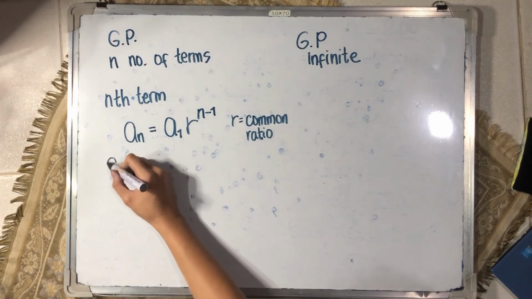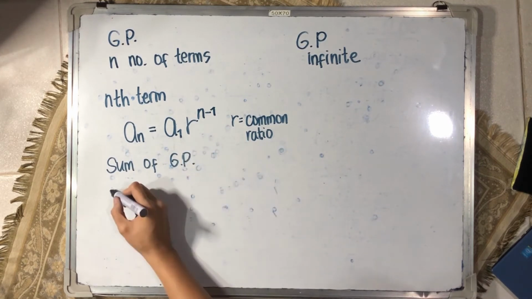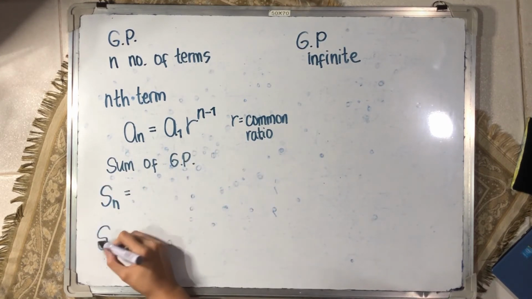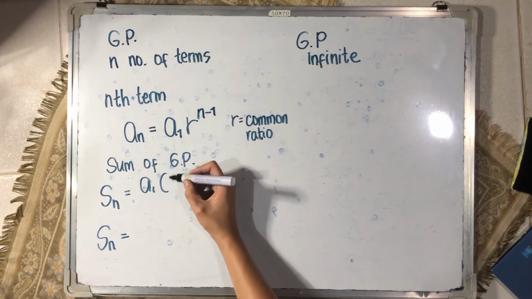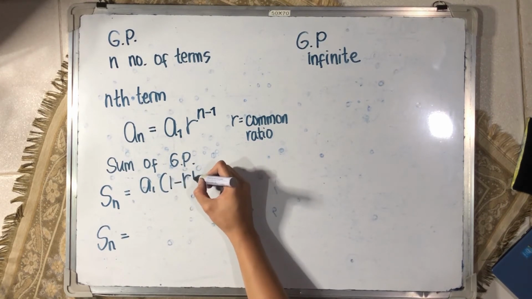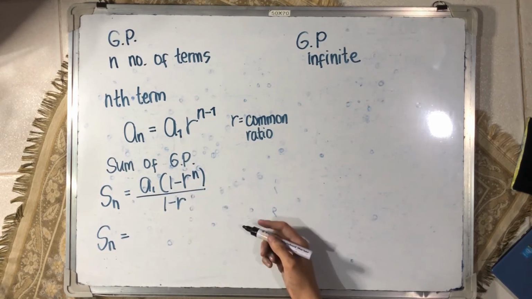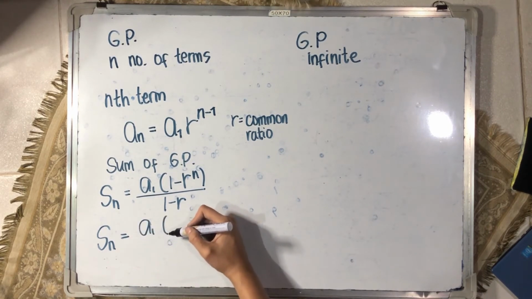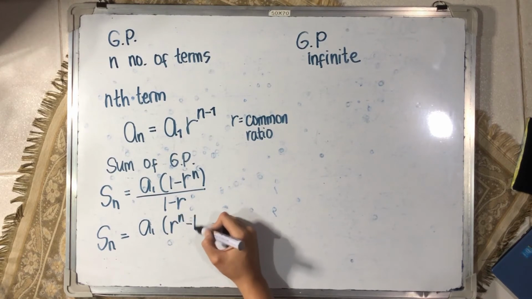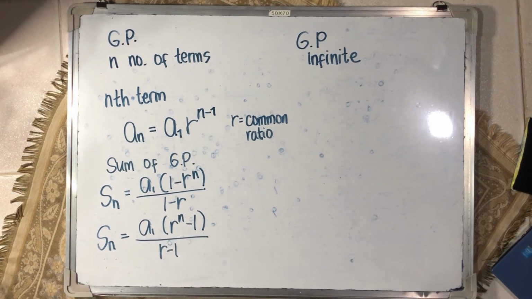Okay, and then for sum naman, sum of geometric progression, we have S sub n, dalawa yung formula natin. Okay, the first one is A sub 1 times 1 minus r raised to n divided by 1 minus r. Okay, the other one naman is A sub 1 times r raised to n minus 1 over r minus 1. Okay, halos magkahawig lang naman sila. Naka-switch lang yung values ng r natin.